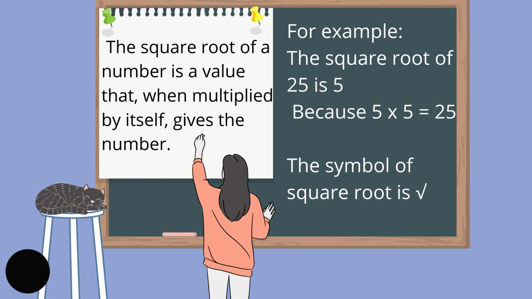Another example is 4 multiplied by 4 equals 16. So the square root of 16 is 4, because 4 multiplied by itself gives 16. The symbol of square root is this. So if you type square root of 25 in the calculator, you will get 5.